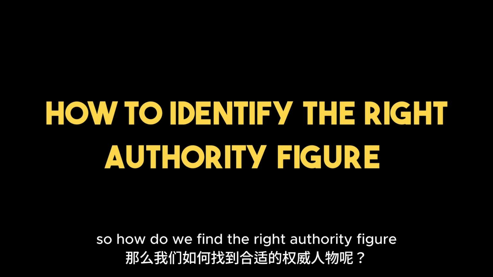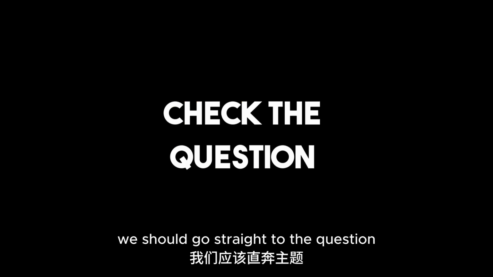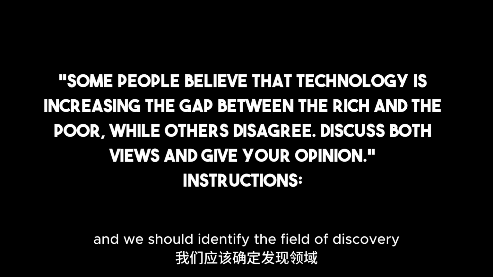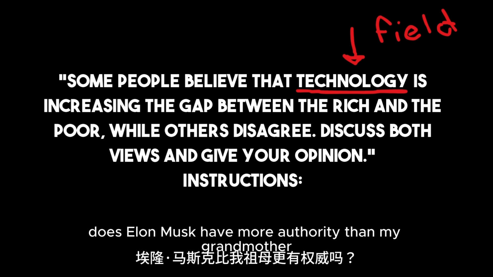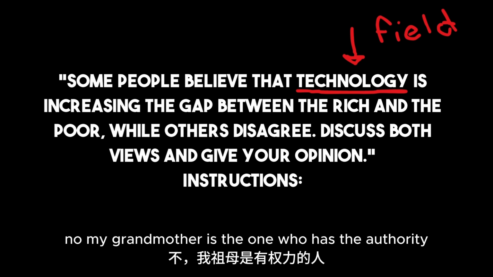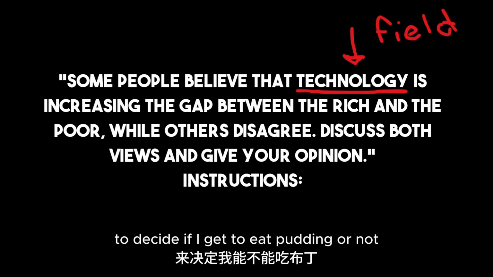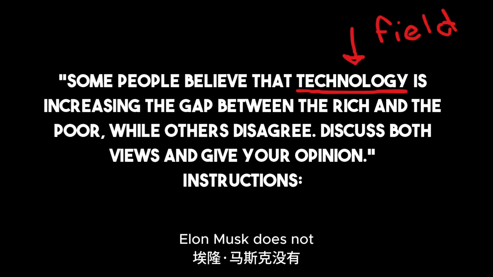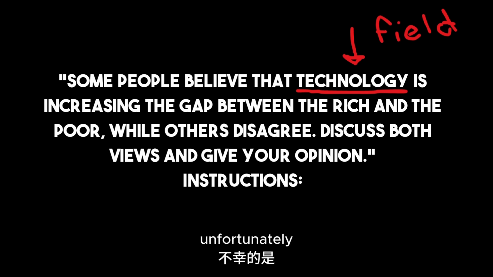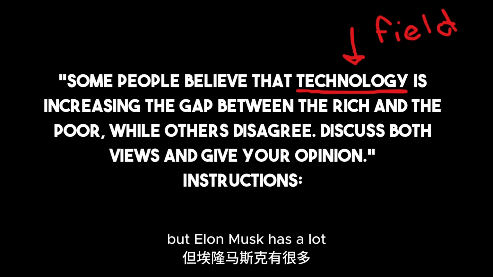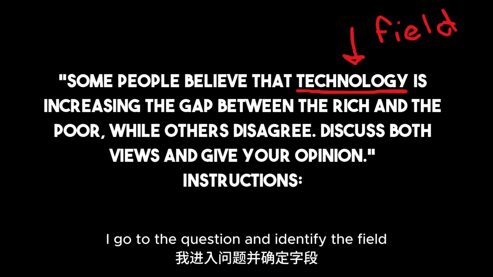So how do we find the right authority figure? We should go straight to the question and we should identify the field of discovery. So where is people's authority? Does Elon Musk have more authority than my grandmother in my house? No, my grandmother is the one who has the authority to decide if I get to eat pudding or not. Elon Musk does not. But in the field of technology, my grandmother has no authority, unfortunately, but Elon Musk has a lot. So we need to go to the question and identify the field.